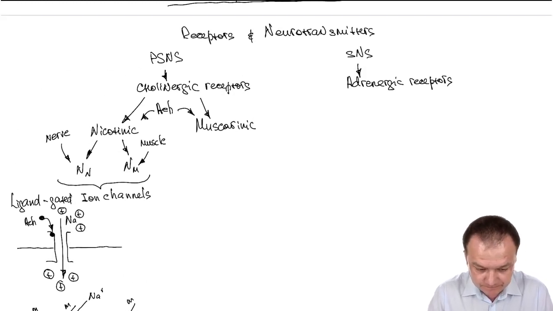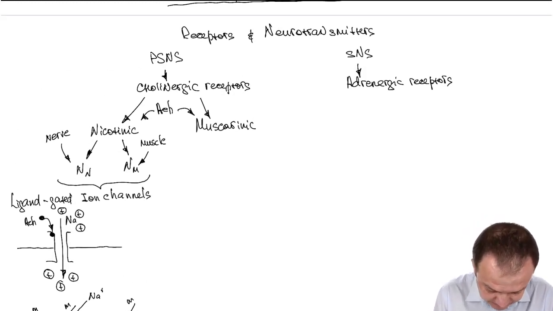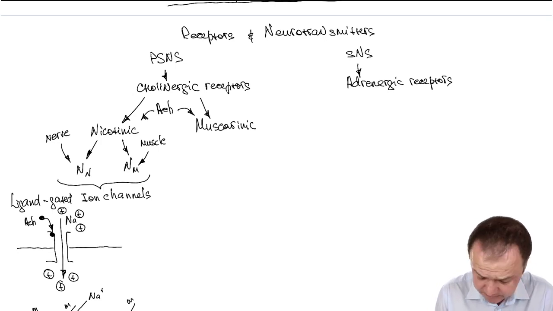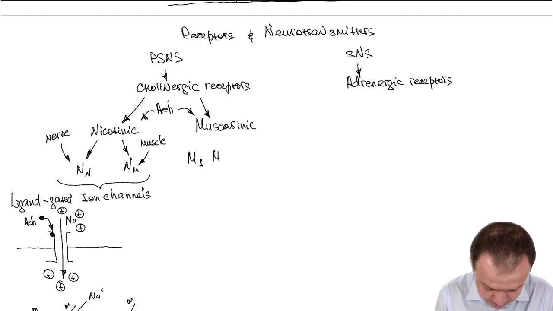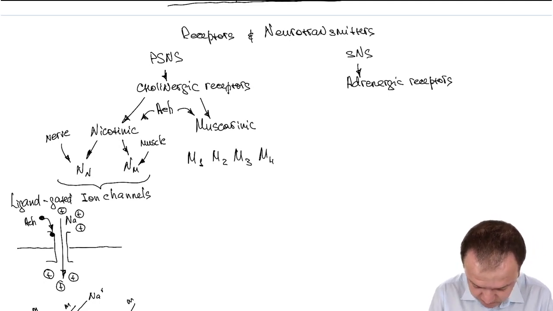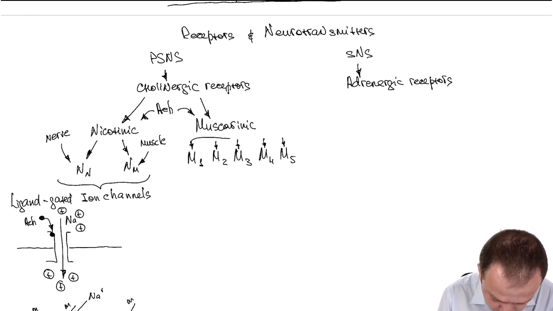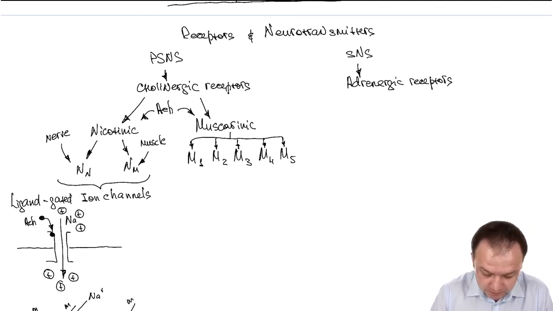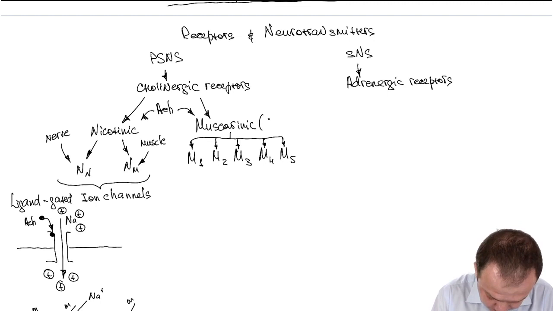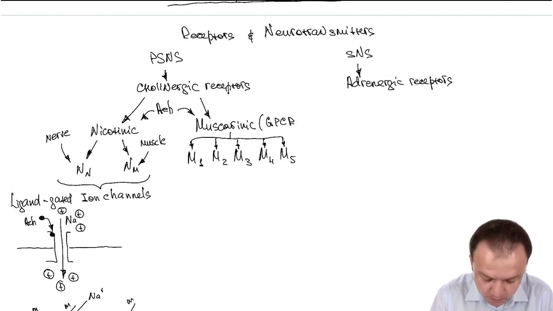Muscarinic receptors. Muscarinic receptors are subdivided into 5 subgroups, and it's very easy to memorize them as they are called M1, M2, M3, M4, and guess the last one, yes, M5. They are metabotropic receptors, and they are called GPCR receptors, or G protein coupled receptors. Now we will talk about that.